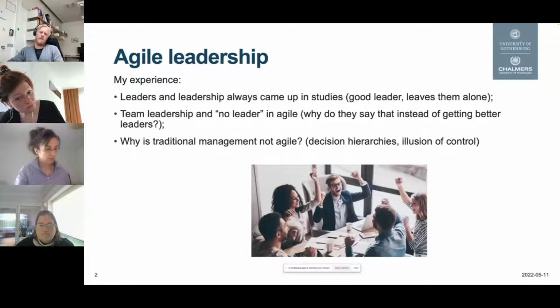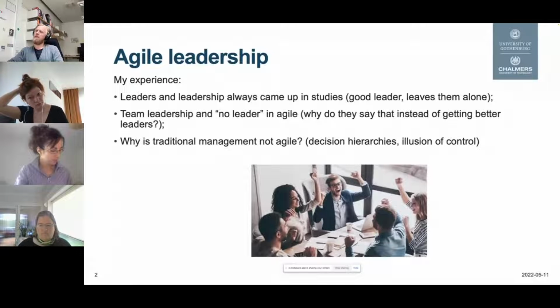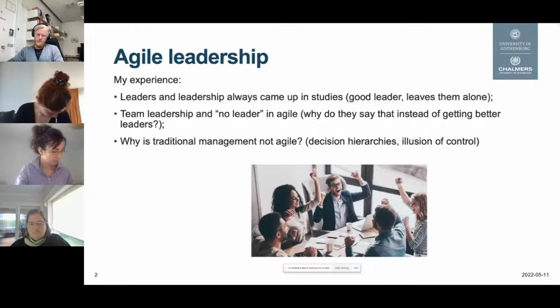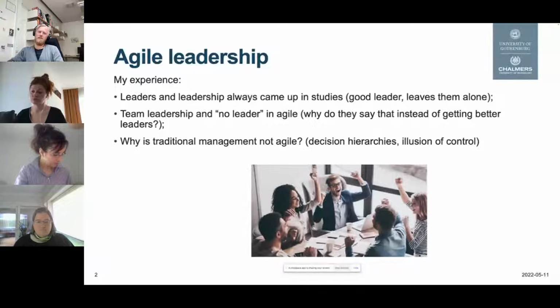And also, why is traditional management? Many people believe that leadership and management is important. Aspects of it are definitely important. But why is traditional management not agile? Well, we have decision hierarchies and we have people being responsible for quite a lot of things. If we take the Volvo Cars example, you have some managers who have been in jail for some things, a 100 years old company. So if we're responsible, we want some kind of control, and having control over many people is of course impossible, but we can through different ways get some kind of an illusion of control.